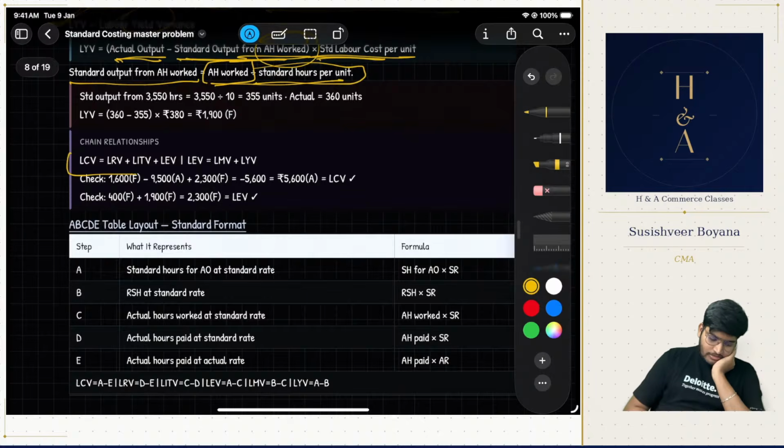Again, labor cost variance is going to be rate plus idle time plus efficiency. And efficiency is kind of like the usage variance, right? Mix plus yield.